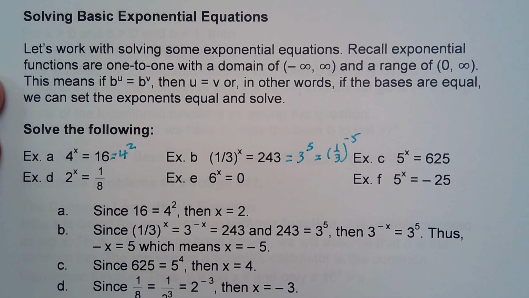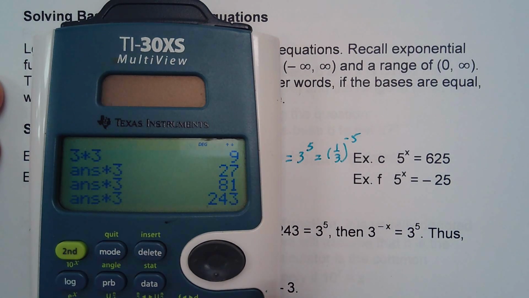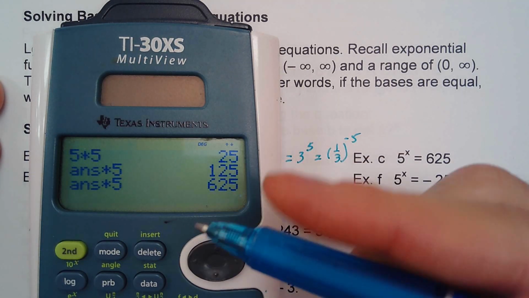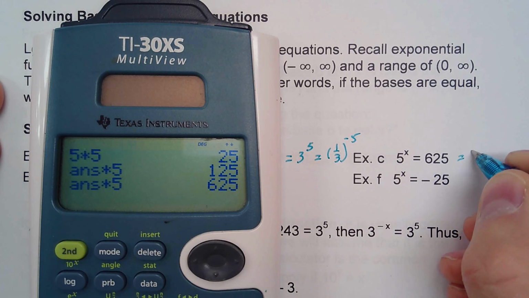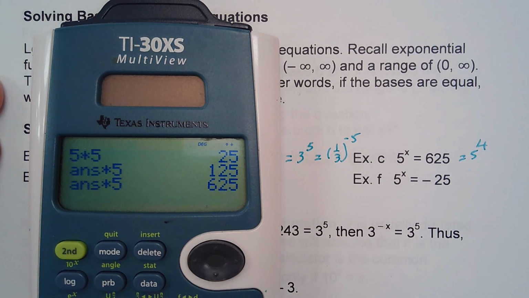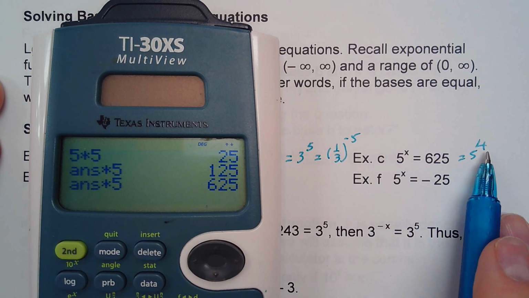Here I can do the same thing for c. 5 times 5 is 25. Times 5 is 125. Times 5 is 625. So we have 1, 2, 3, 4 of these 5s. So that's the same thing as 5 to the 4th power. That tells me x equals 4.